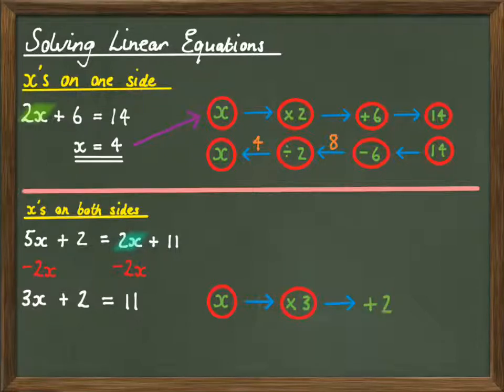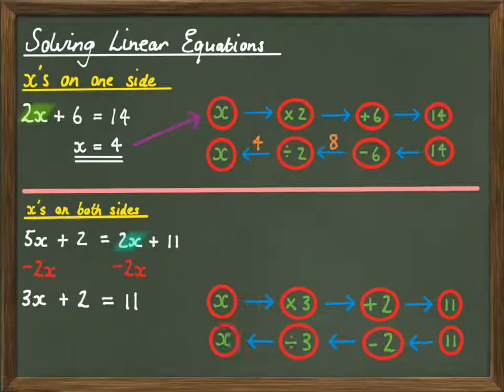Start with x, what's happened to it? Times by 3, that's how the 3 is coming from. Add 2 and I get to 11. Work backwards. Opposite of adding 2 is take away 2. Opposite of timesing by 3 is divide by 3, and then I get back to x. 11 take away 2 is 9. 9 divided by 3 is 3. So x equals 3. Make sure you write it down like I have on the bottom line. x equals something. You want to tell the examiner you know what it is. You're saying x is equal to this number.